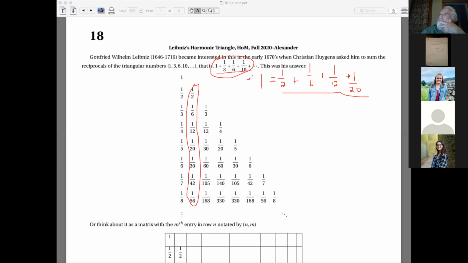Multiply both sides by 2. I'll do it from over here. And notice I get 2 is equal to 1, 1/3, 1/6, and so forth. Those are the reciprocals of the triangular numbers.